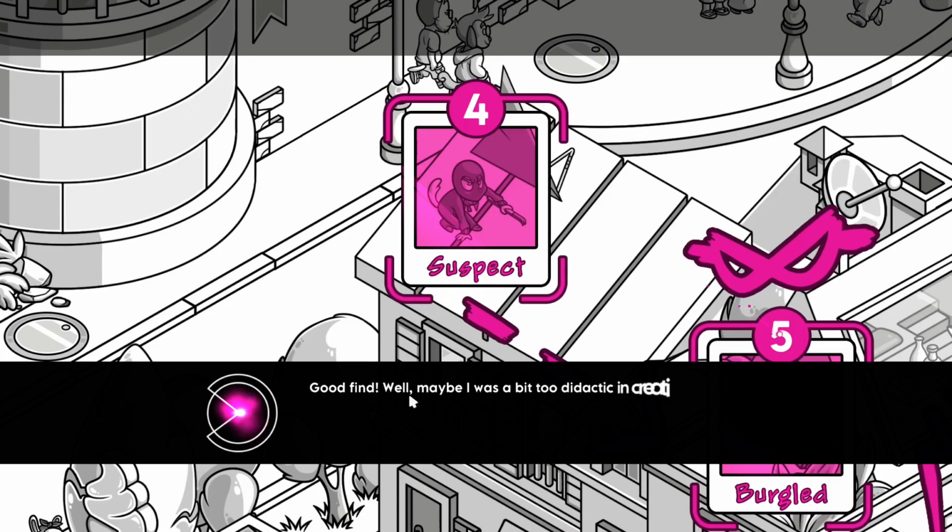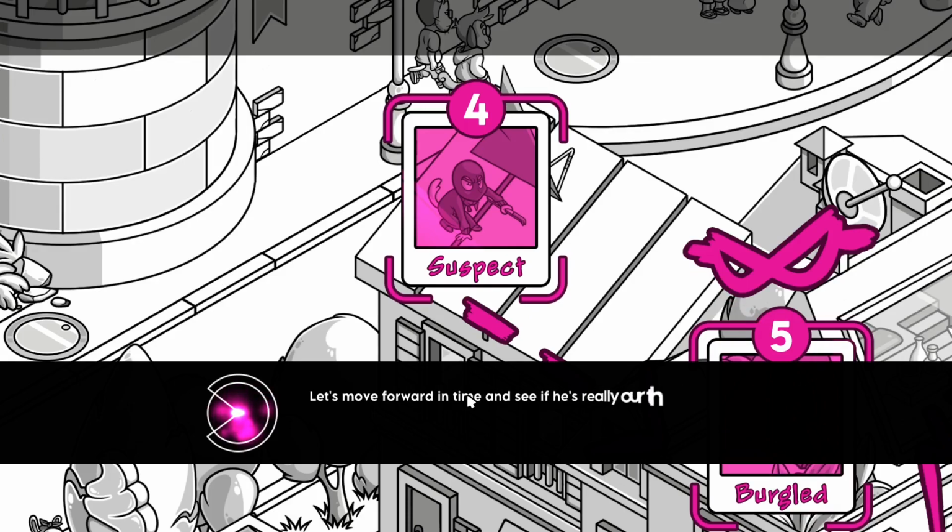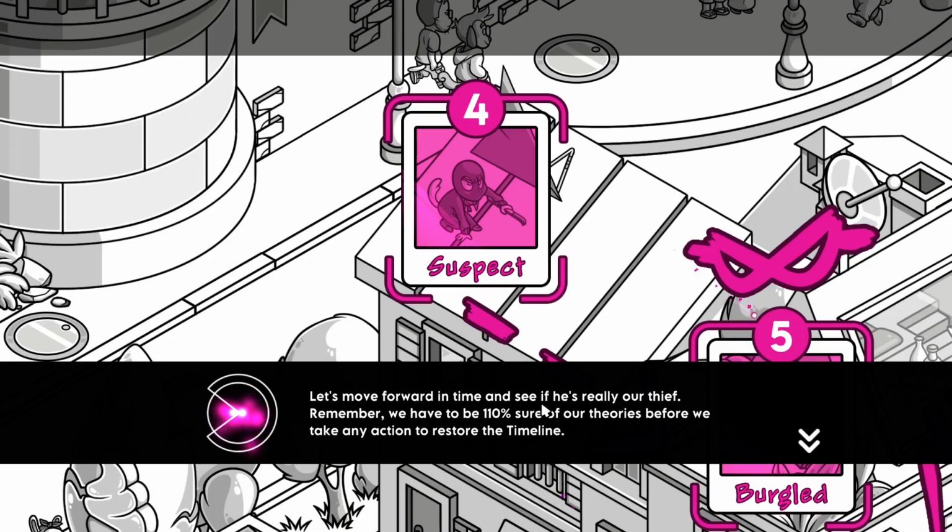Suspect? Good find. Well, maybe I was a bit didactic in creating the simulation, but you have to admit our suspect has everything: a dark jumpsuit, a balaclava, a crowbar. We definitely he's definitely isn't a heating technician. Let's move forward in time and see if he's really our thief. Remember, we have 110 cents. Be sure of our theories.